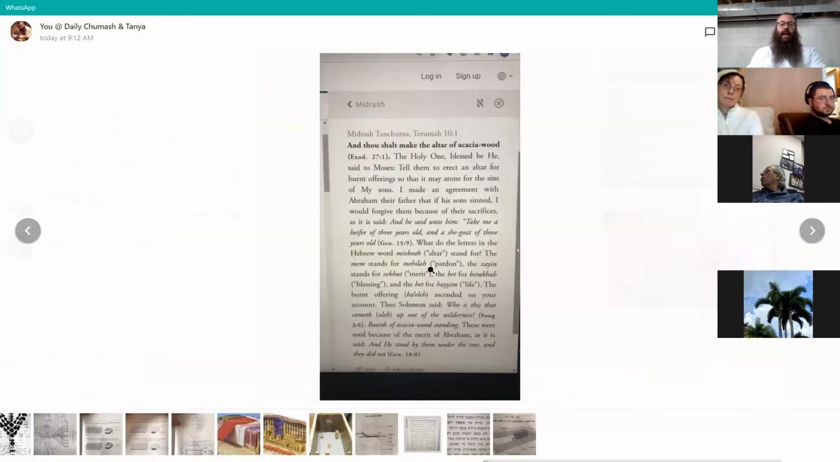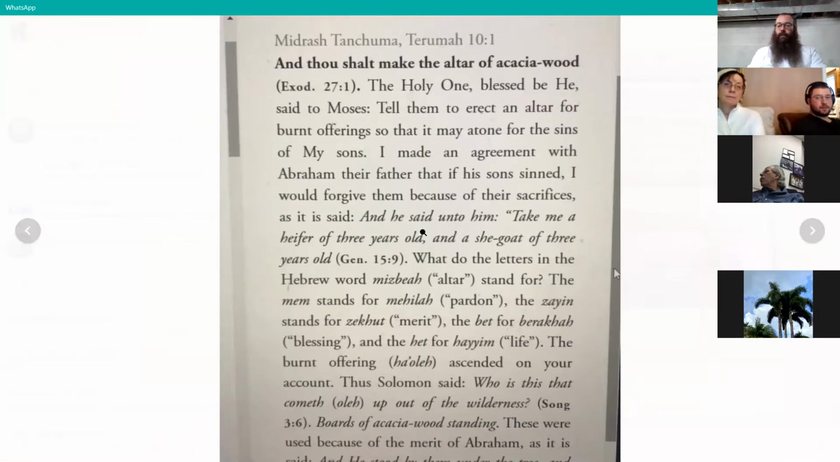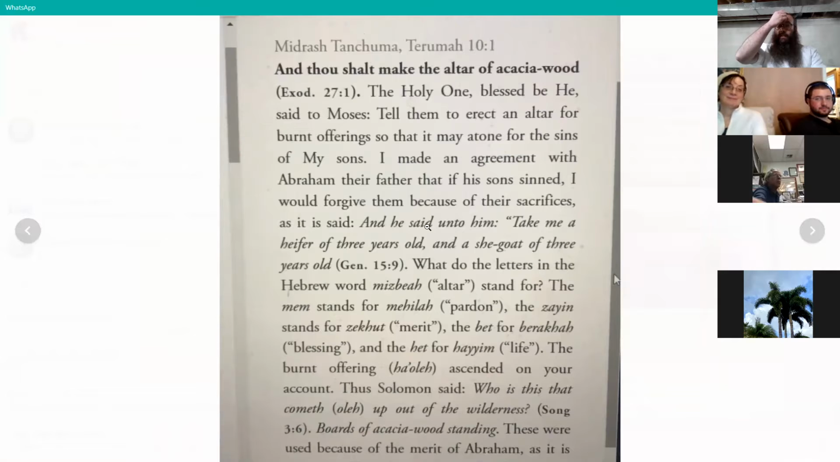I know the class always asks me, they want reasons for stuff, why we do stuff. So here's a very interesting text from the Medrash on this verse. The Medrash says, the Holy One, blessed be He, said to Moses, tell them to erect an altar for burnt offering so that it may atone for the sins of my sons. And here is something interesting.